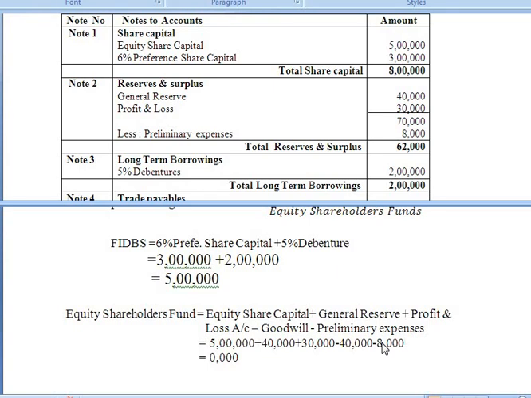5 lakh plus 40,000 plus 30,000, 5 lakh 70,000, minus 40,000 and 8,000, which is equal to 5 lakh 22,000. You can check it over here. We got both the amounts, fixed interest and dividend bearing funds as well as equity shareholders fund.